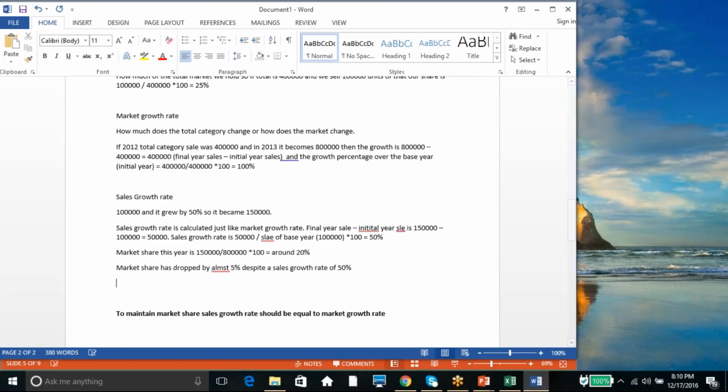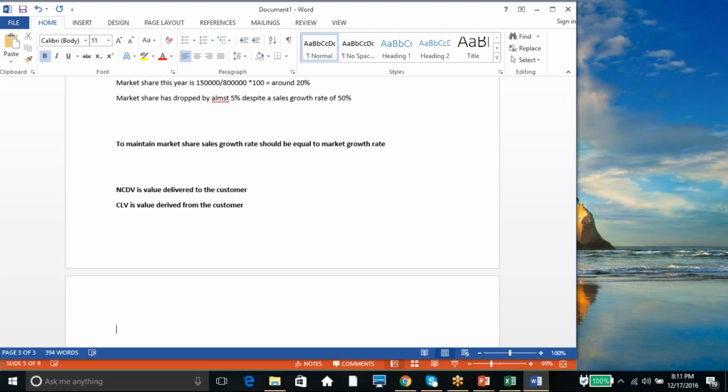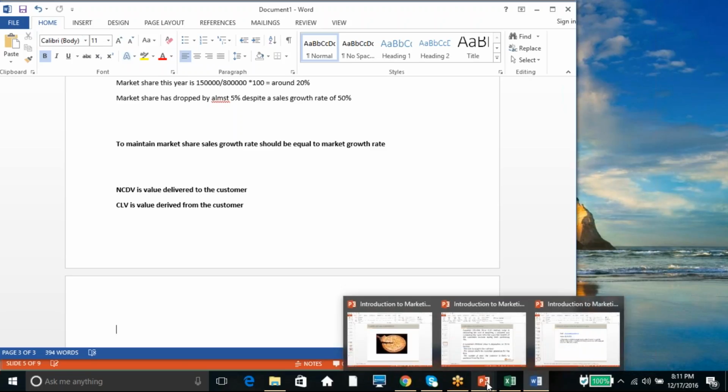NCDV is value delivered to the customer; CLV is value from the customer. Now, obviously, if you want to get value from a customer, you have to deliver something first. And understanding the delivery part well will ensure that you will be able to derive a value as well. Because if the value is not delivered, then expecting a value is also very difficult.